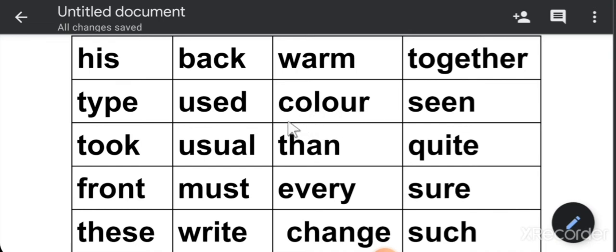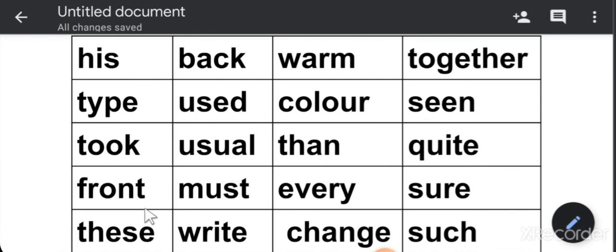COLOUR, color. SEEN, seen. TOOK, took. USUAL, usual. THAN, then. QUITE, quiet.